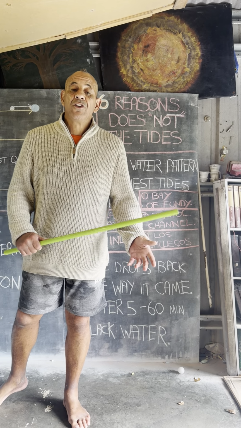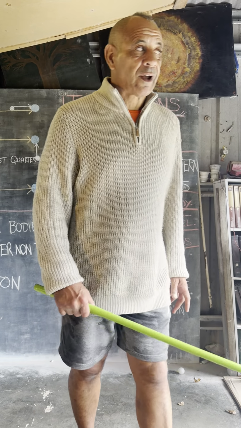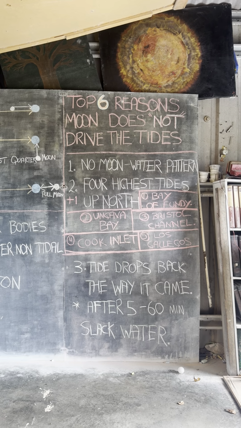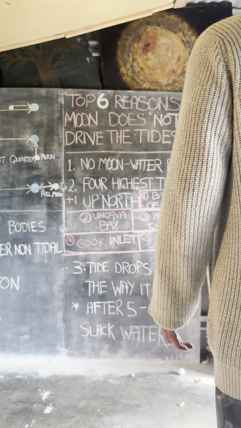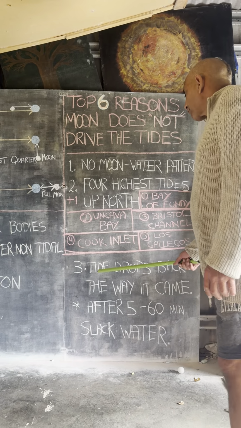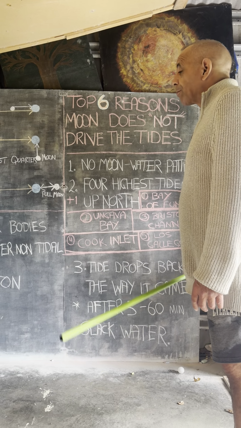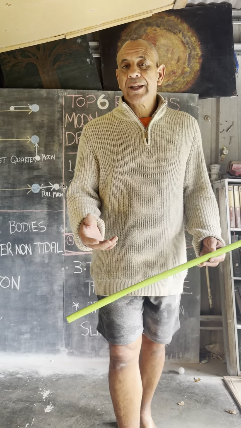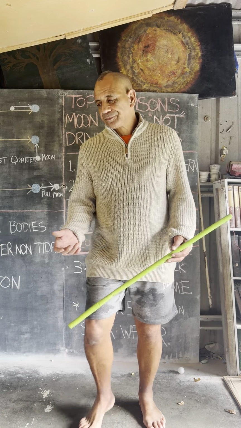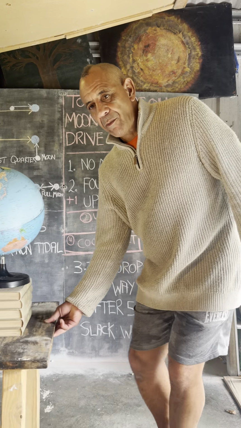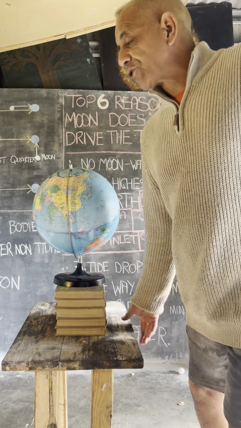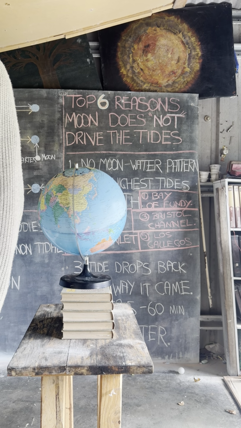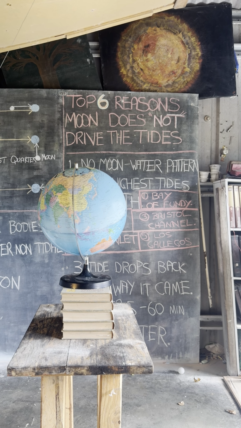Logic? None whatsoever. This is not about the science as much as it is about common sense. Number 3, the tide drops back the way that it came. It rises. This again, it's about using our brains, right? What do we have again?